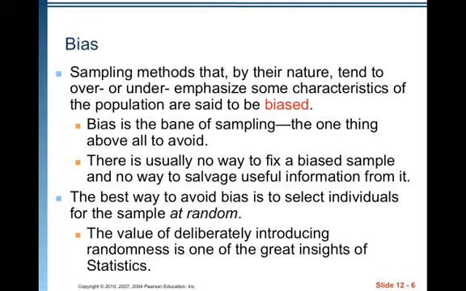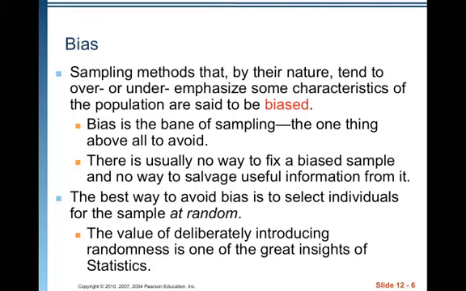Professional pollsters work quite hard to ensure that the sample that they take is representative of the population. If not, the sample can give misleading information about the population, which leads us to bias. Sampling methods that by their nature tend to over or underemphasize some characteristics of the population are said to be biased. Bias is the bane of sampling, the one thing above all to avoid. There is usually no way to fix a biased sample and no way to salvage useful information from it. That's why we go over the proper methods for generating data right at the very beginning of this course, because if you don't have good data, there's typically not going to be methods to overcome that. You've just wasted your time.